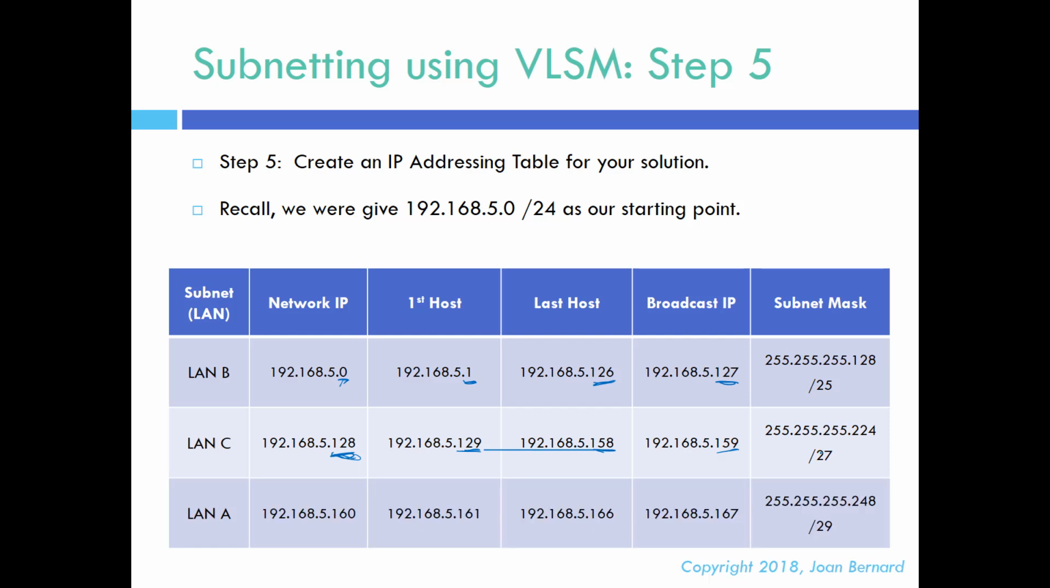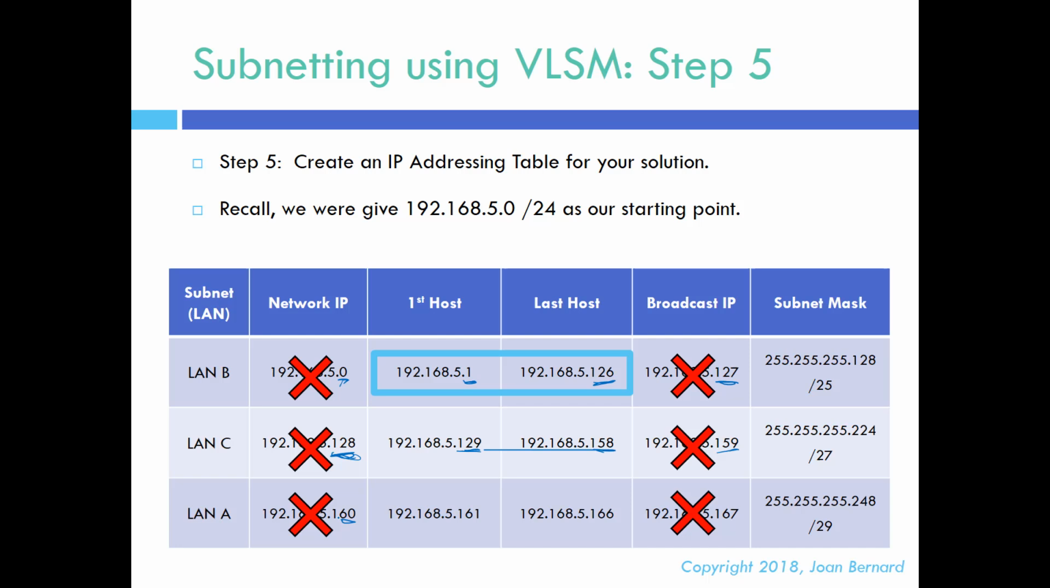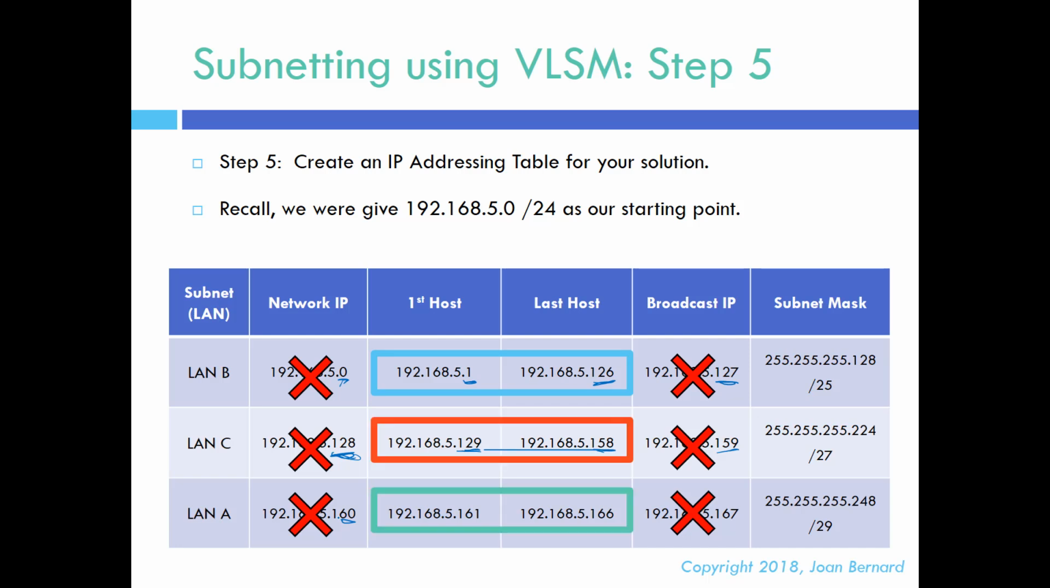LAN A, of course, started at 160 for our network IP, and then our first host IP would be 161, last host 166, and of course the broadcast was 167, and that was a /29 network. Remember, we cannot give network IPs and broadcast IPs to devices on our networks. We can only use the ranges between the first host and the last host.